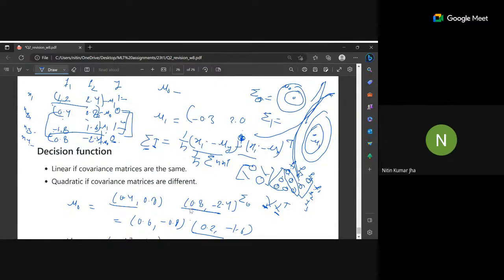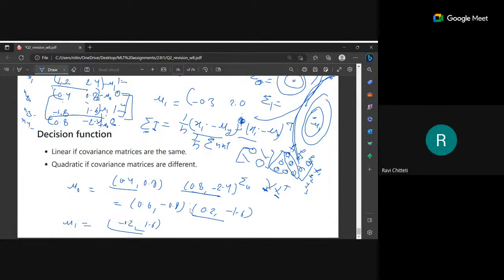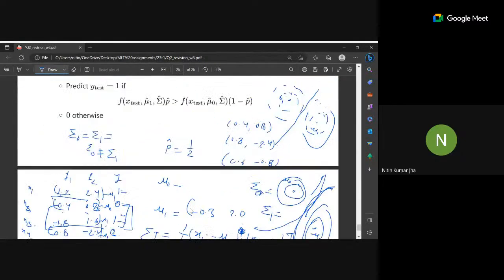Okay. When we say sigma 0 is equal to sigma 1, then sigma for zeros is computed separately and for ones is computed separately. It is actually one sigma that you calculate considering all the data points. So same for all data points.